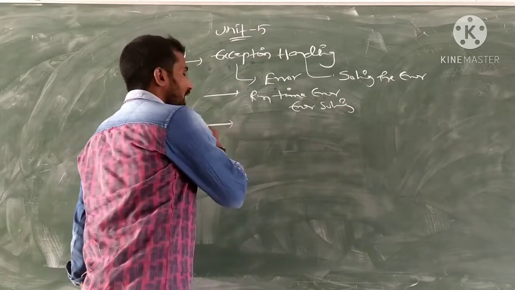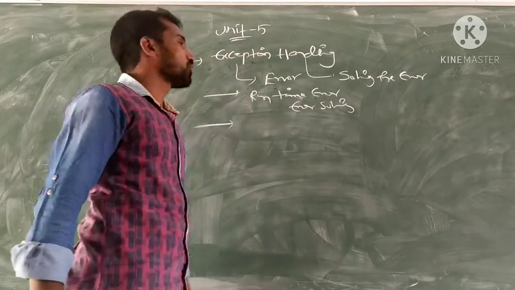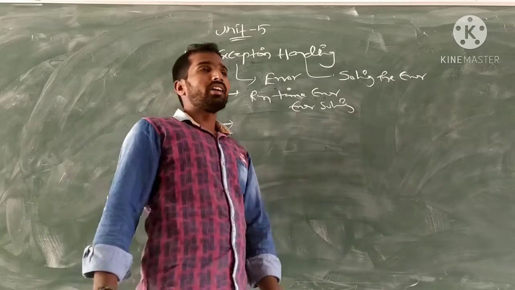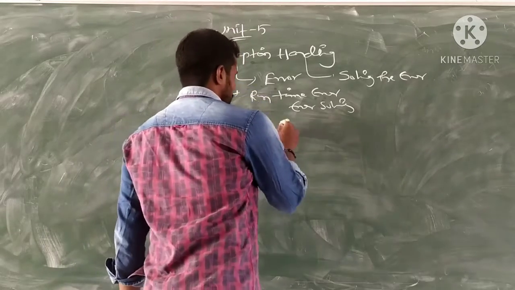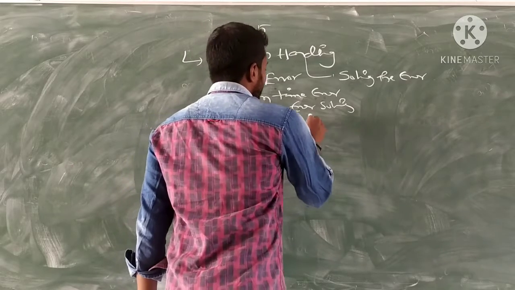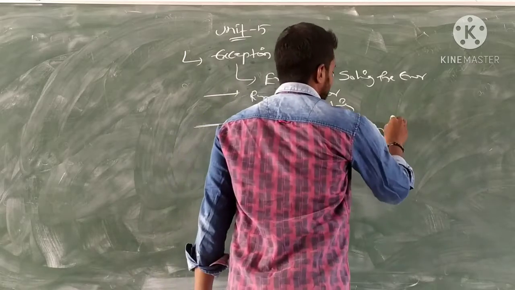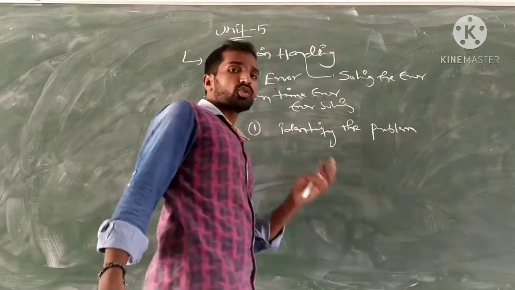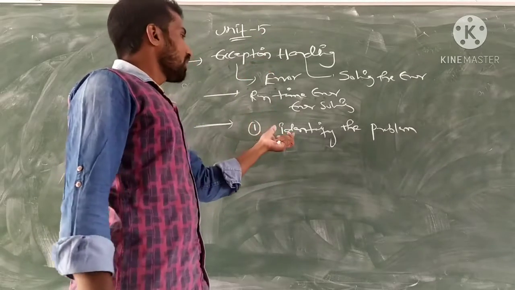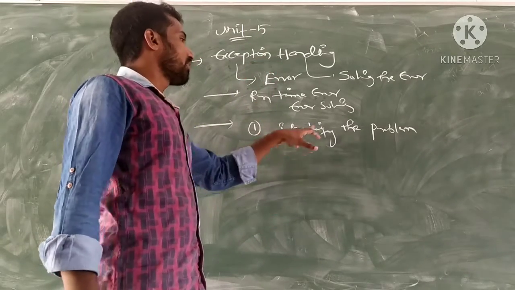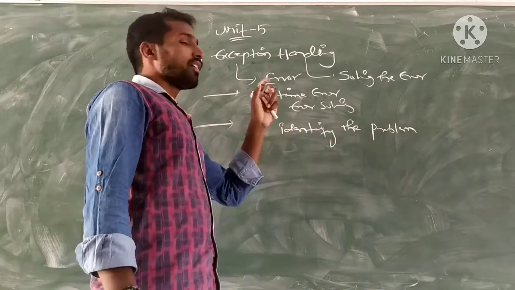To perform exception handling, we have four steps to follow. The first step is to identify the problem. When the program is running, we identify where the problem will occur in that program. That is the first step.